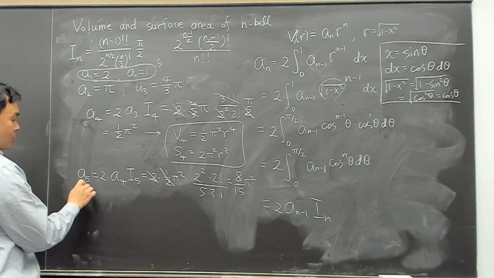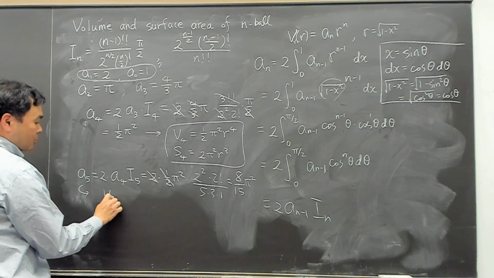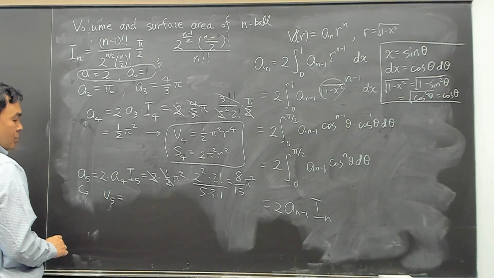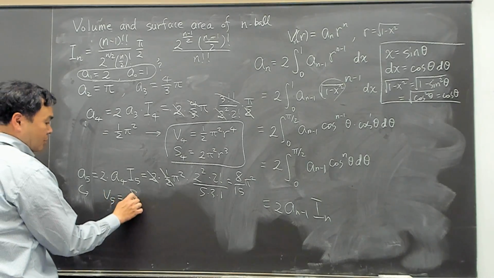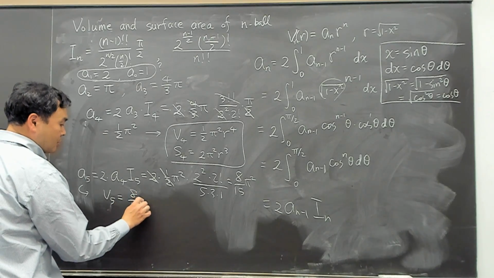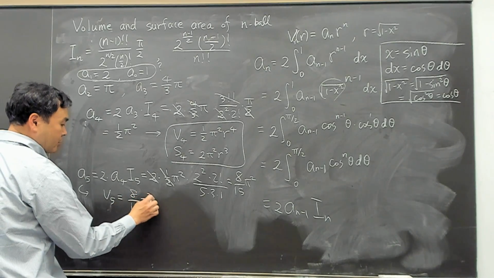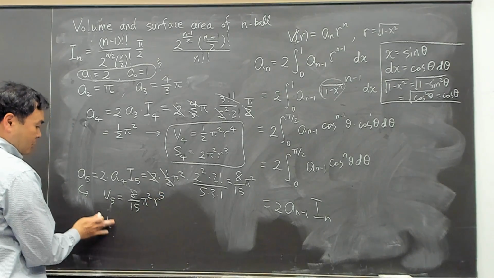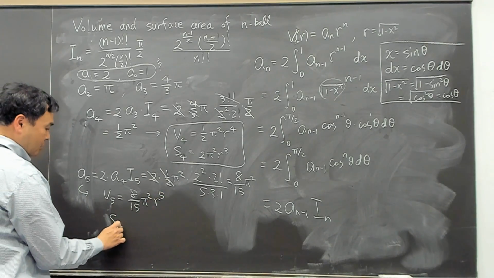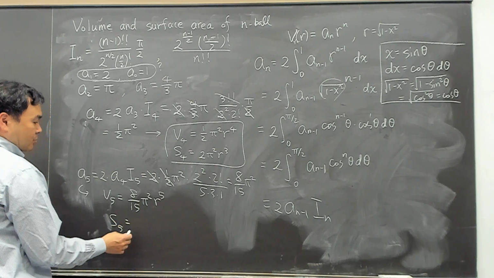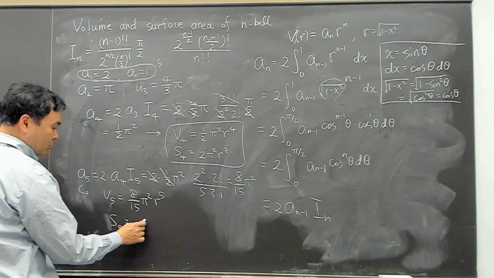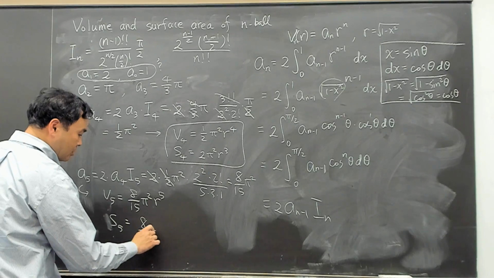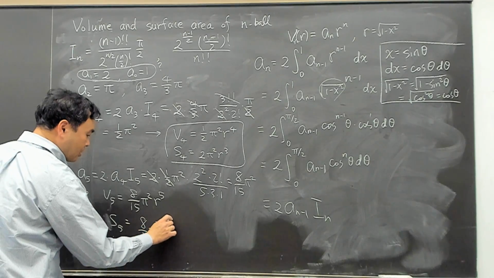So that tells us that the volume formula for dimension 5 is 8 over 15 pi squared r to the 5th power. And then if you differentiate this, you get the surface area: 5 comes down, so it's 8 over 3 pi squared r to the 4th.